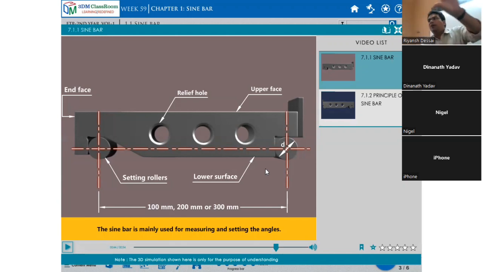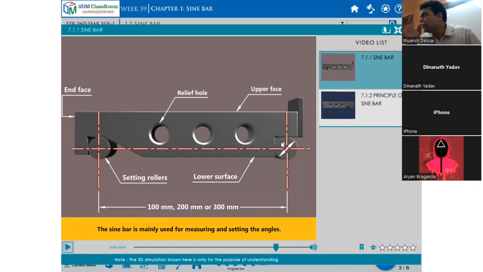Suppose the sine bar is made of 100 millimeter, 200 millimeter, or 300 millimeter. So the standard three sizes are available in the market. The 100 or 200 millimeter is the distance between the center of one roller and the center of the other roller. The length of the sine bar is specified based on this distance between the two roller centers. How this works is very important.